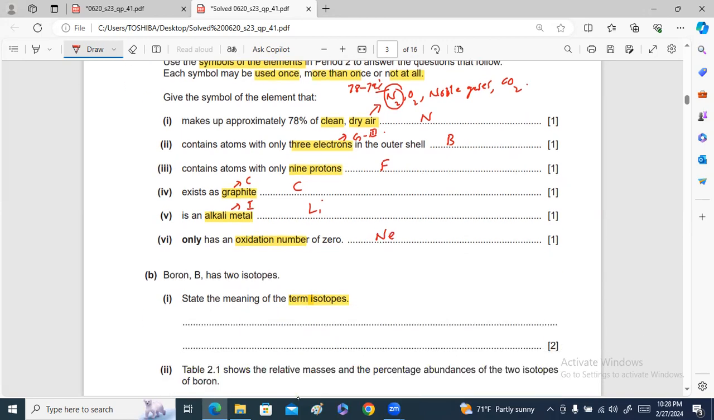Now, state the meaning of the term isotope. Isotopes are the different atoms of an element with the same proton number but different nucleon number.